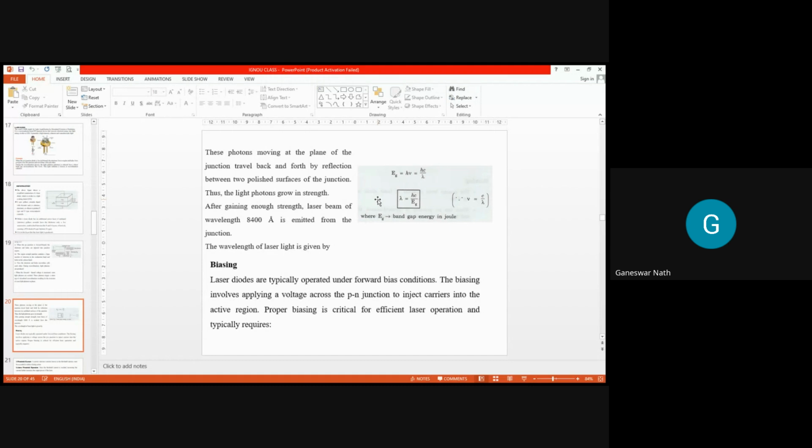Now, coming to biasing, laser diodes are typically operated under forward bias condition. The biasing is simple: it involves applying a voltage across the PN junction to inject carriers into the active region. Just like an LED, it also operates under the same forward biasing condition. Proper biasing is the critical issue for all types of laser diodes. If the laser diodes are not properly biased, you may not get laser light emission. So while making the biasing, you have to see during construction whether they are properly biased or the proper voltage is applied or not.